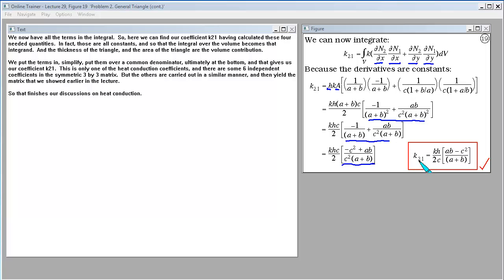This is only one of the heat conduction coefficients, and there are some 6 independent coefficients in the symmetric 3×3 matrix, but the others are carried out in a similar manner and then yield the matrix that we showed earlier in the lecture. So that finishes our discussion on heat conduction.